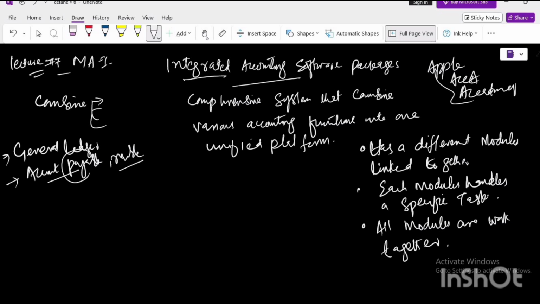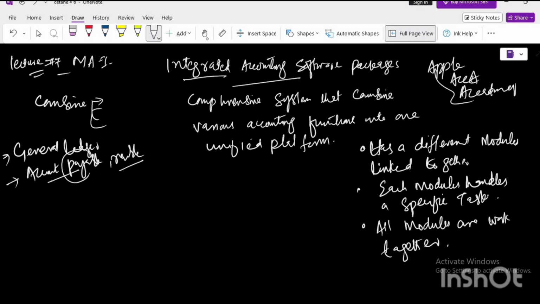Okay, now we have understood what integrated accounting software packages are, and we have established that it has different modules, and these modules are linked together. Each module of that link has its own specific task, and they are performing their own task, and they are working together, so they are integrated, right?